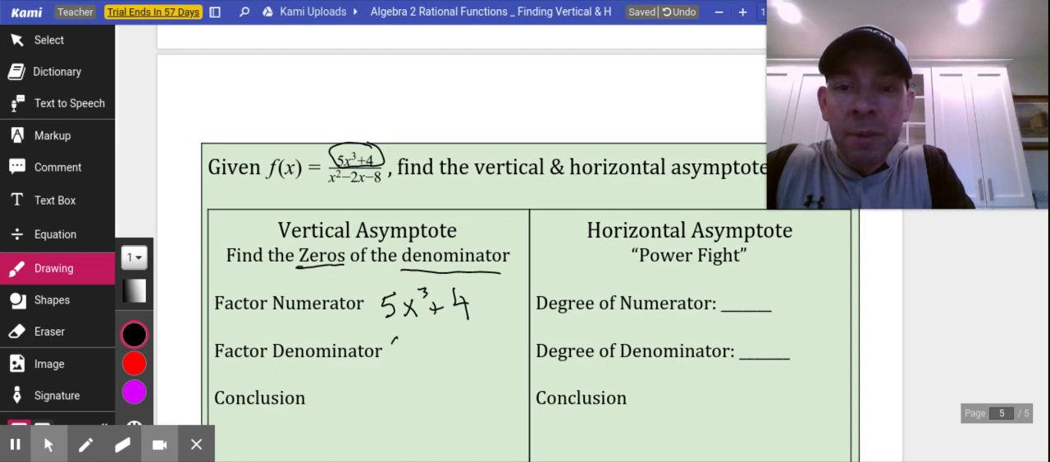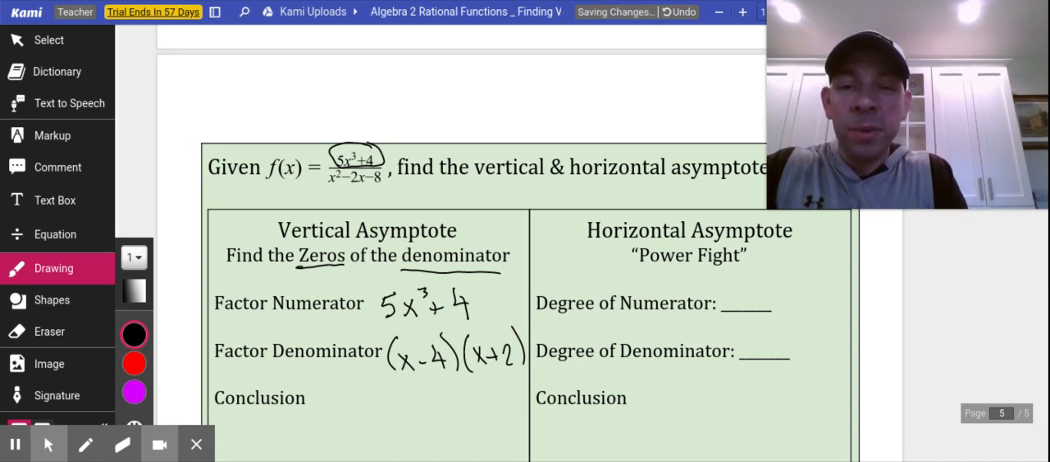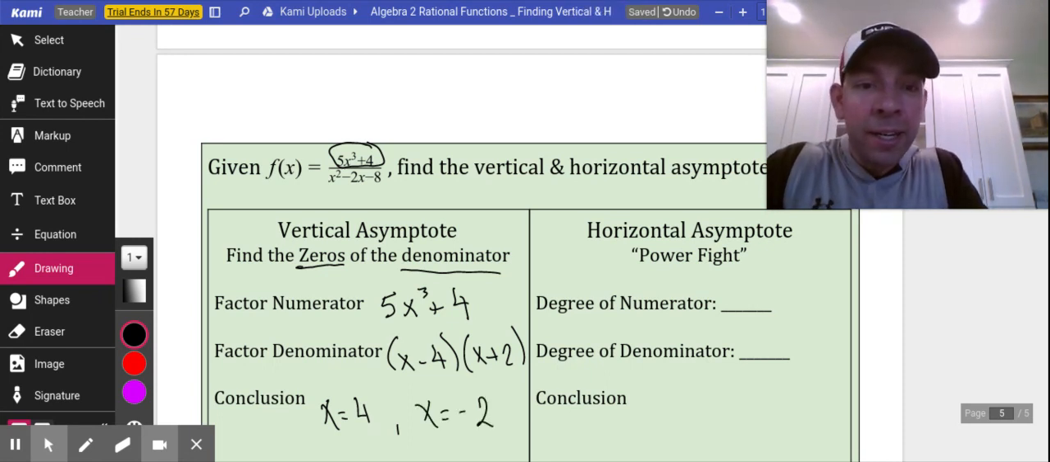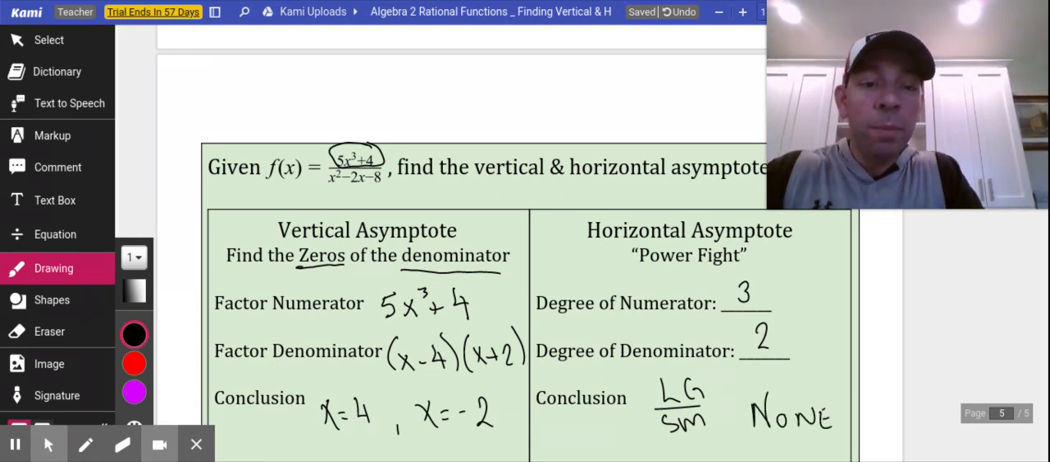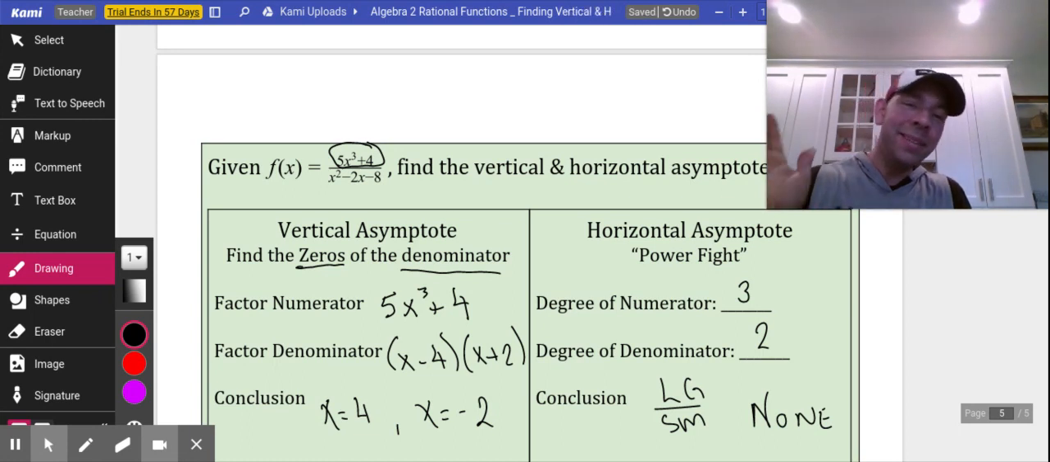The denominator could be factored into x minus 4, quantity x plus 2. So there's no common factors. That means there's no holes. I've got a vertical asymptote at +4 and another one at x equals -2. Power fight. All right, I got a degree 3 numerator. I got a degree 2 denominator. This is large over small, which means with respect to horizontal asymptotes, there are none. There will be a slant or an oblique asymptote, but yeah, we'll talk about that later. You know what I'm saying?